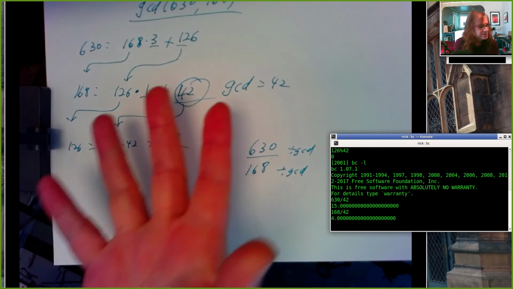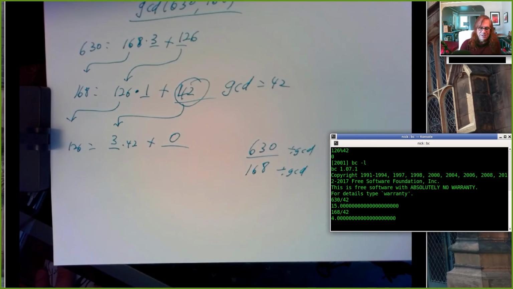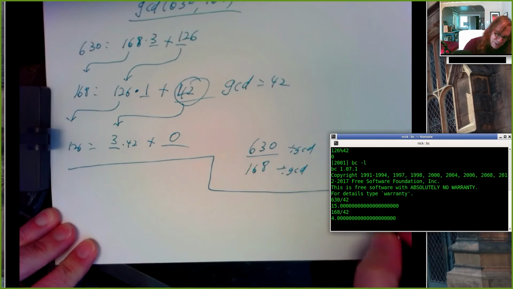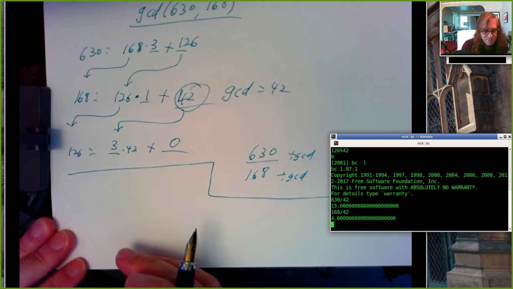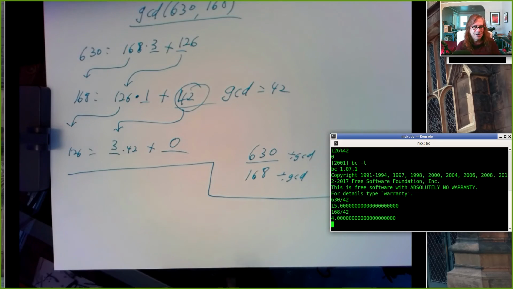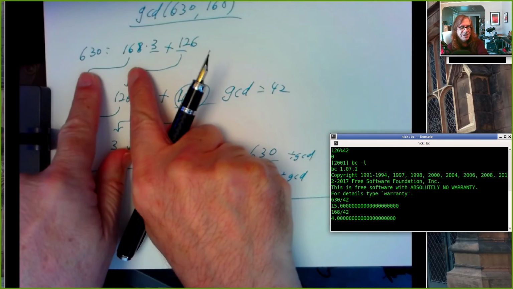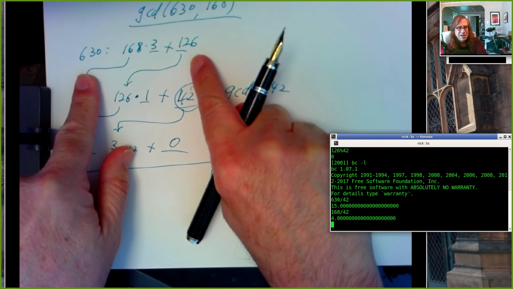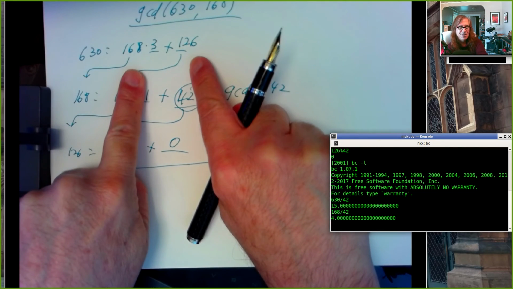All right, so that's Euclid's algorithm, and coding this is pretty straightforward. The reason this works is because whatever common divisor there is of 630 and 168 is also a common divisor of 168 and this remainder.